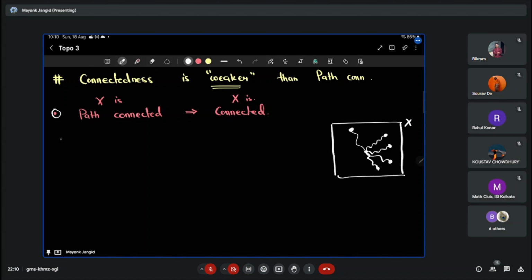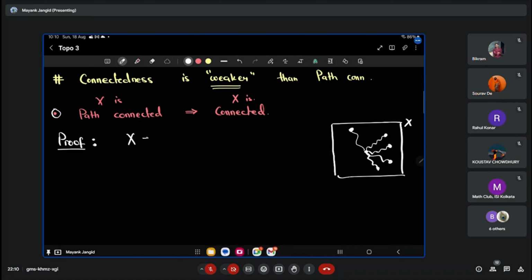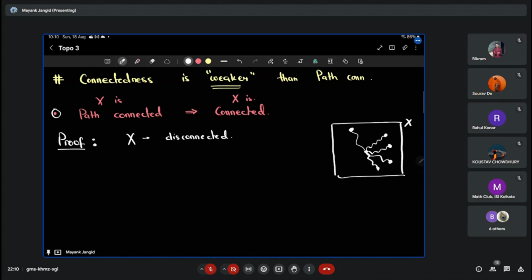Okay, so proof. Say x is disconnected, then what do we have? We have u union v, u intersection v is empty, and u and v non-empty.